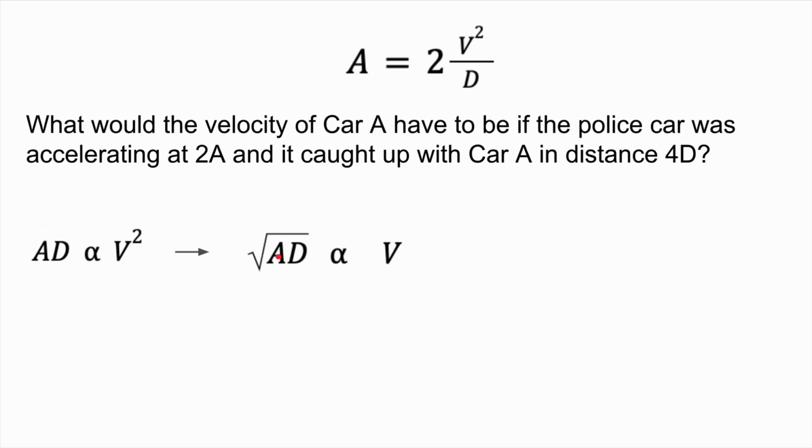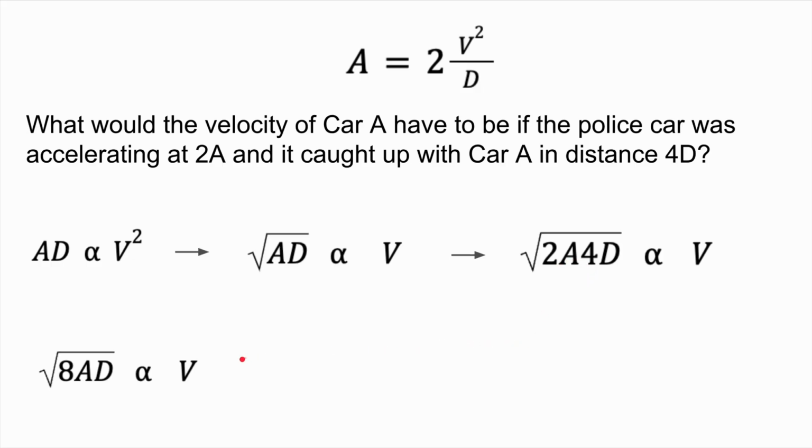So now I just substitute in the new values for a and d. When I do that, I have 2a and 4d. Now I'm going to go ahead and multiply through, so that gives me 8ad. And since I have the square root of 8ad, this is basically being multiplied by the square root of 8. So this needs to be multiplied by the square root of 8, and boom, I'm done.